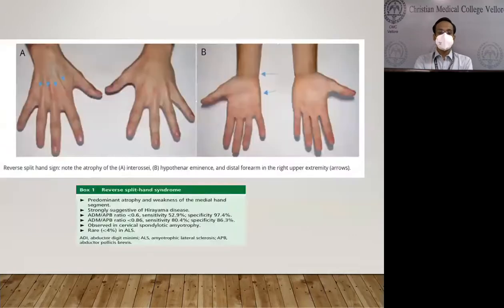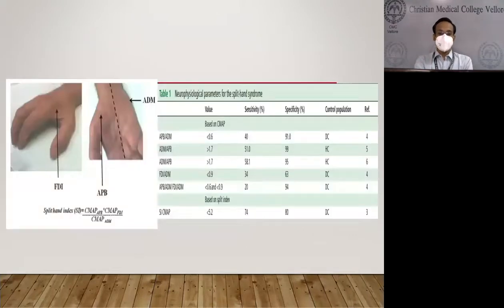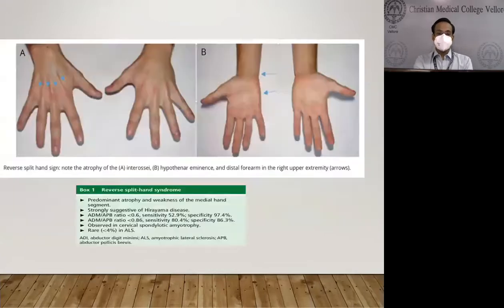Of course, it's important to understand that we have ruled out coexistent entrapment. Additional ulnar neuropathy or carpal tunnel syndrome will definitely change these interpretations.